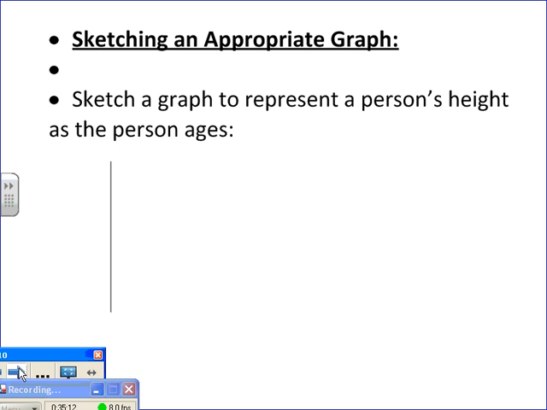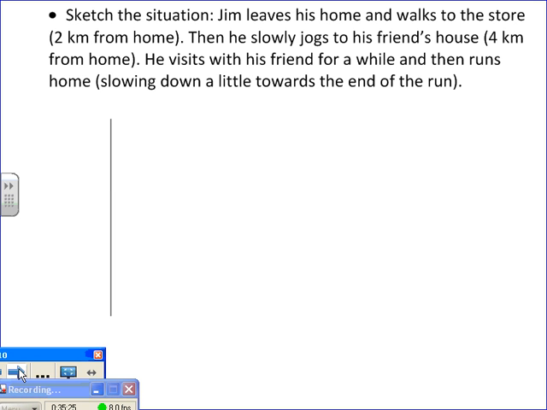In your notes, we have sketching an appropriate graph representing a person's height as the person ages. I'm going to go ahead and skip this just for the sake of time today, and let's do another example. So we're going to move on to the next example on the last page, and it says sketch a situation. Jim leaves his home and walks to the store 2 kilometers from home. Then he slowly jogs to his friend's house 4 kilometers from home. He visits with his friend for a while and then runs home, slowing down a little towards the end of the run. So we're going to go ahead and plot this on our graph.